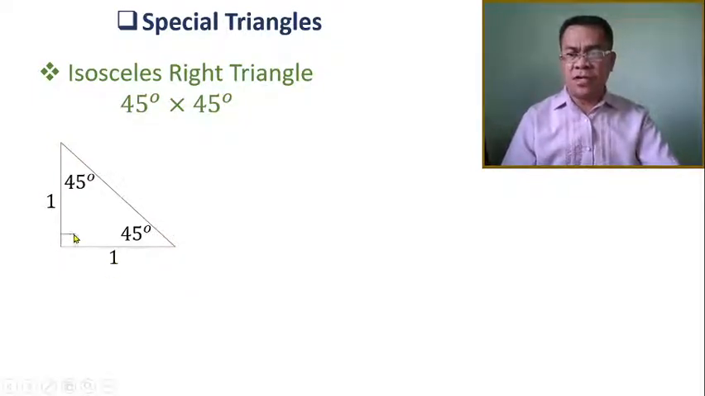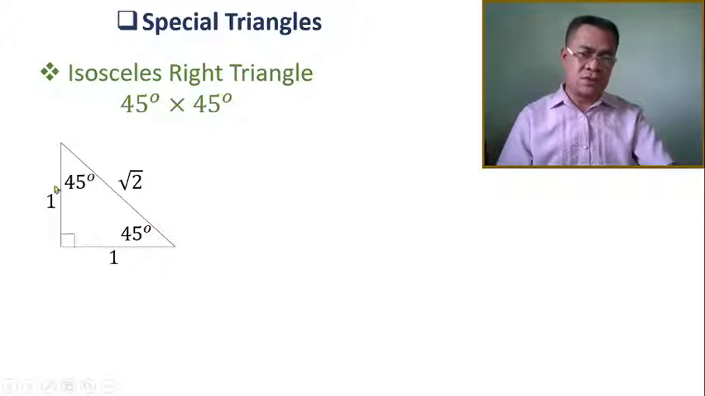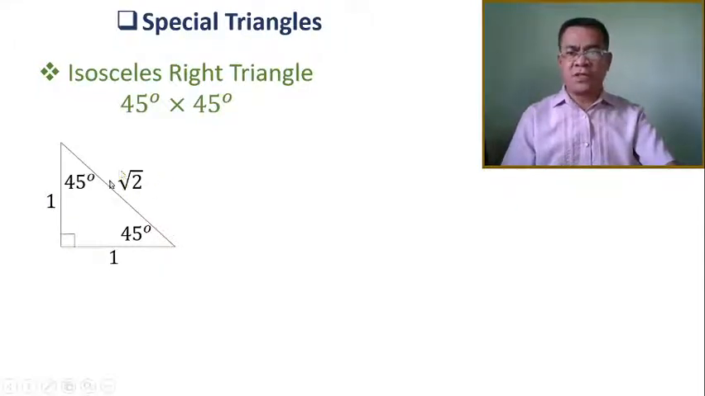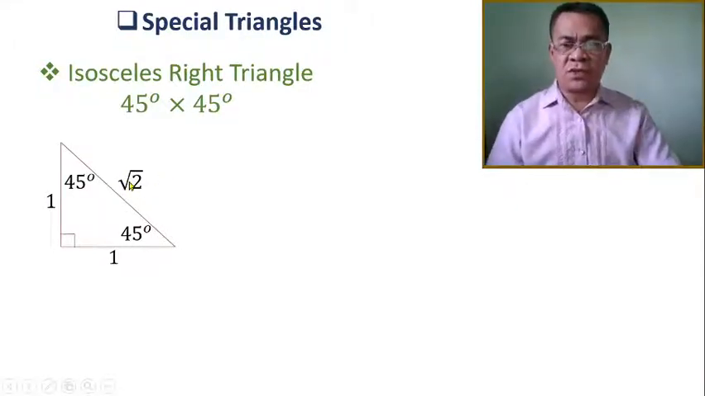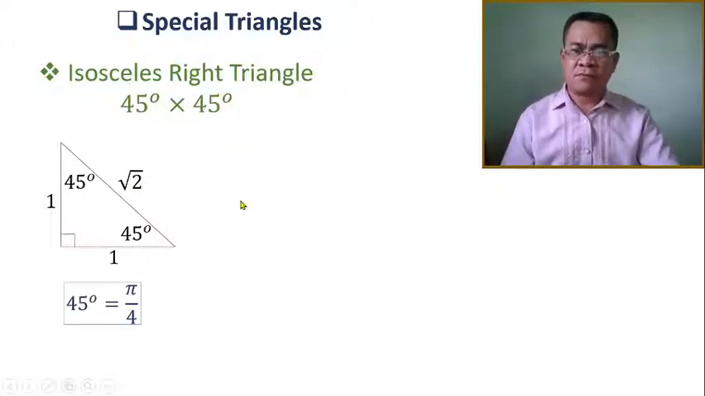Now remember that the side opposite to the 90 degrees is always the hypotenuse of the right triangle. So using the Pythagorean Theorem, we can provide the hypotenuse as the square root of 2. Take note, the Pythagorean Theorem means the square of the hypotenuse is equivalent to the sum of the squares of the two sides.